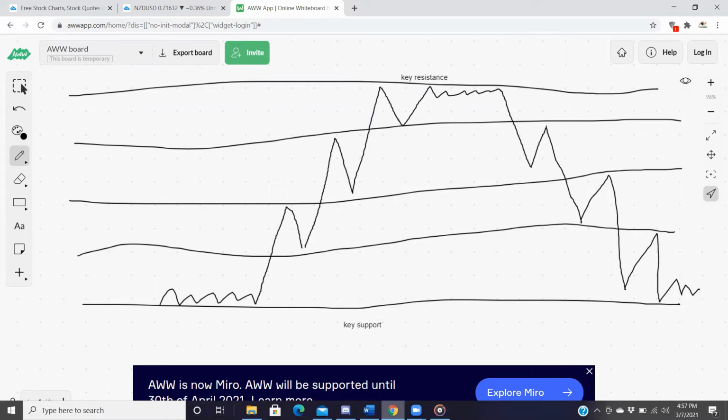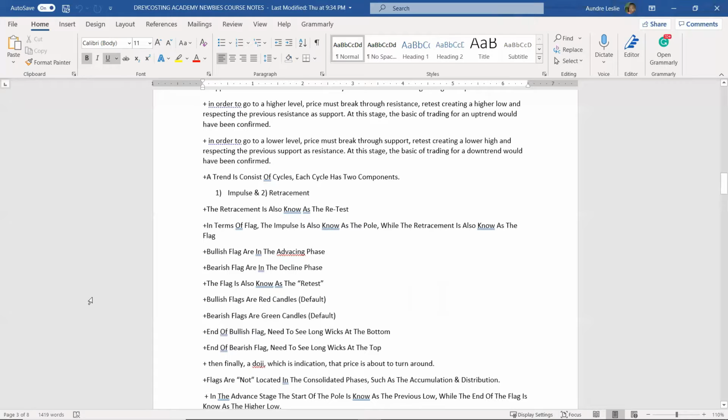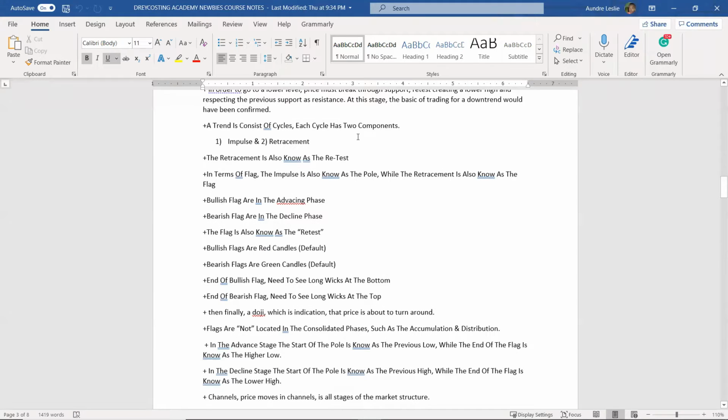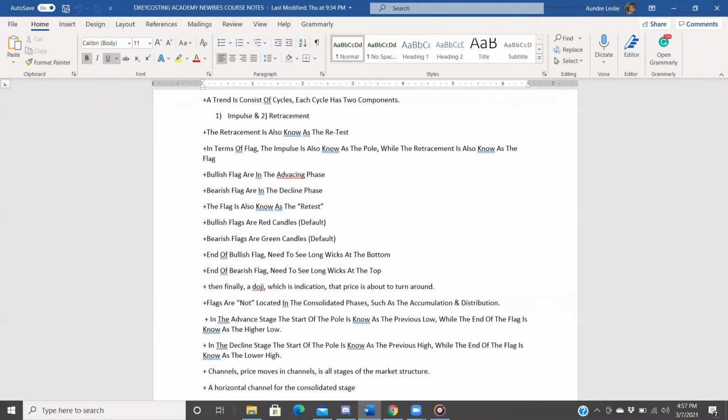So that's the point that I just explained. In order to go to a lower level, price must break through a support, retest it, creating a lower high, and respecting the previous support as resistance. At this stage, the basic of trading for a downtrend would have been confirmed. A trend consists of cycles. Each cycle has two components, impulse and retracement. Everyone should know this by now.